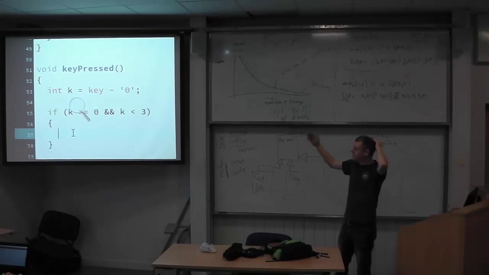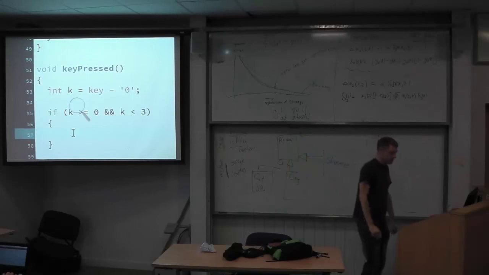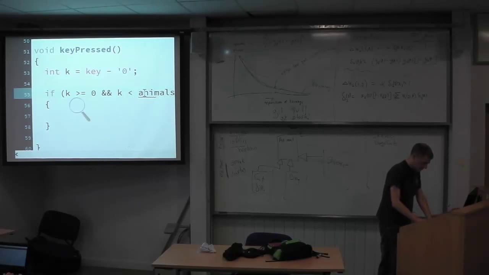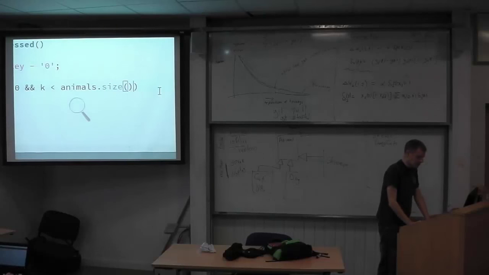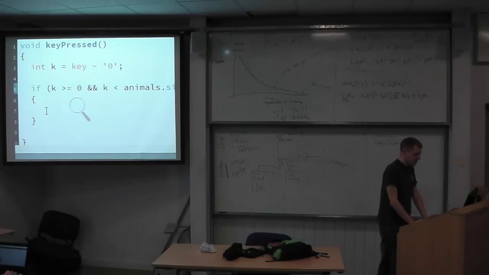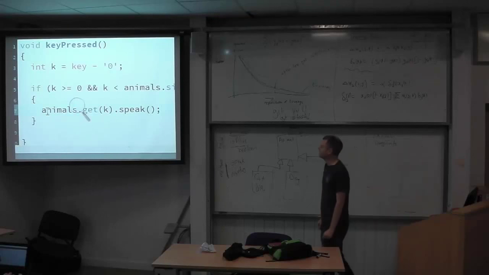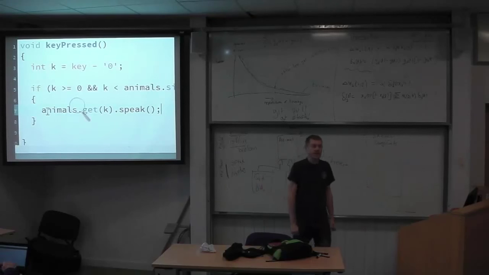I want to get K to be the number 1, or the number 2, or the number 3, and so on. So the first thing I do is check to see if K is greater than or equal to 0, and K is less than, so it shouldn't be 3, of course, it should be animals.size. So that means that K is within the bounds of the array. You can go animals.get at position K, .speak. So that's going to get the array element at position K and then call the speak method on it.